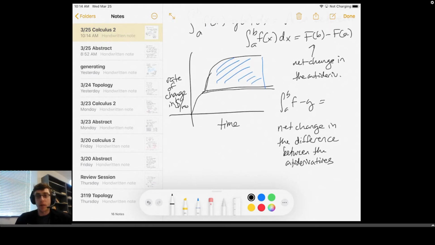So it's important to think of it both as area, so you can actually compute this as a region and figure out that yes, you should be talking about the integral, but also, in terms of applying it to the real world, to think of it as this difference between net changes. Okay.